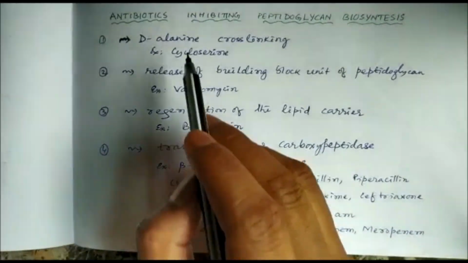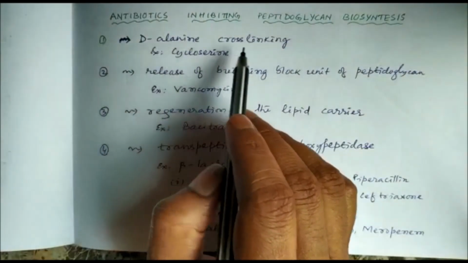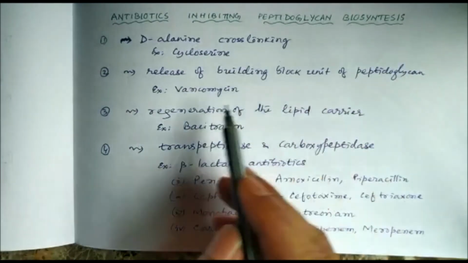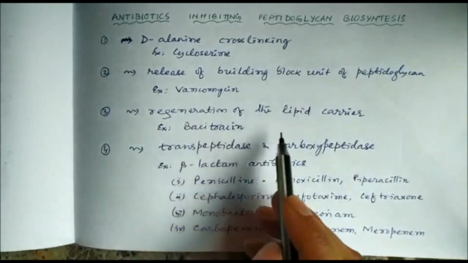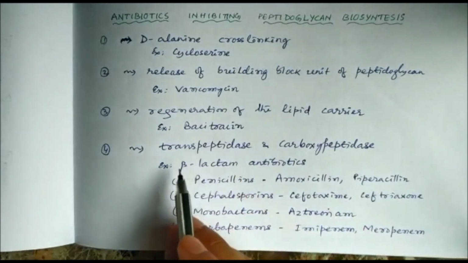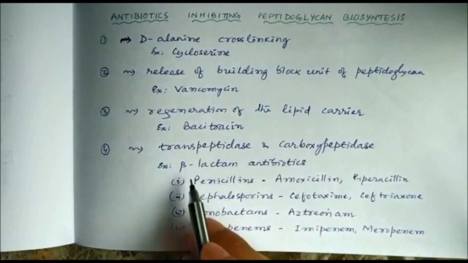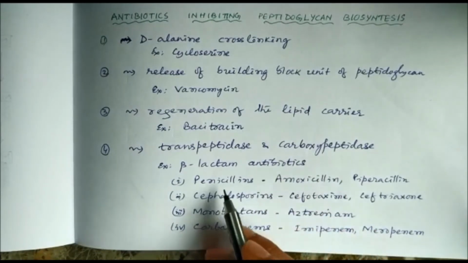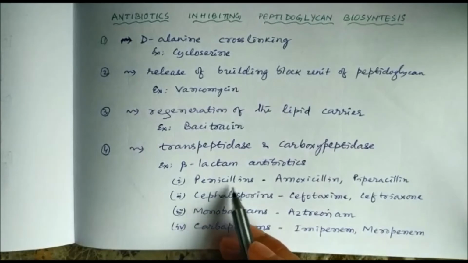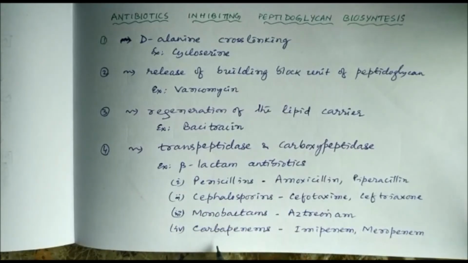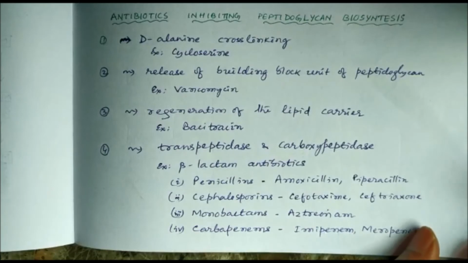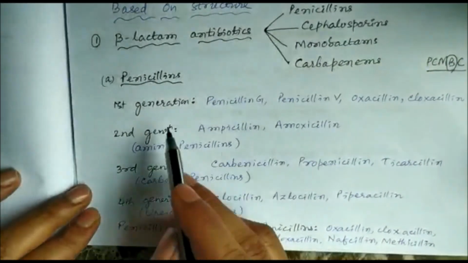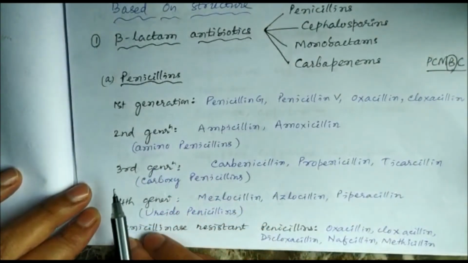We can write them as: inhibitor of D-alanine cross-linking, cycloserine; inhibit release of the building block unit of peptidoglycan, vancomycin; inhibit regeneration of the lipid carrier, bacitracin; inhibit transpeptidase and carboxypeptidase, for example beta-lactam antibiotics. These beta-lactam antibiotics can be classified into penicillins, cephalosporins, monobactams and carbapenems. The penicillins can be divided into first, second, third and fourth generation.